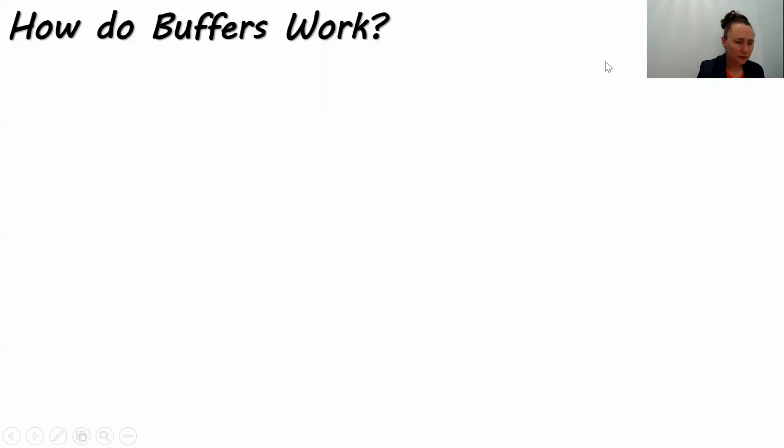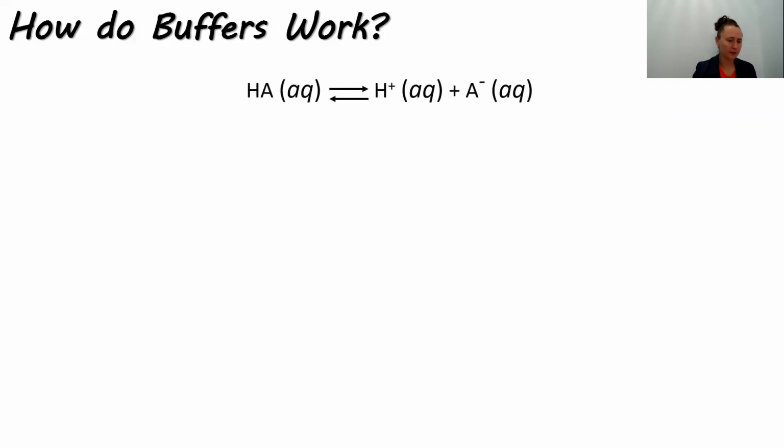So let's go over a little bit about how buffers work. You are familiar with the acid-base equilibrium. HA is in equilibrium with H plus and A minus, or if you add the water in, HA plus water gives you hydronium and the conjugate base. So the buffer is primarily looking at the conjugates.